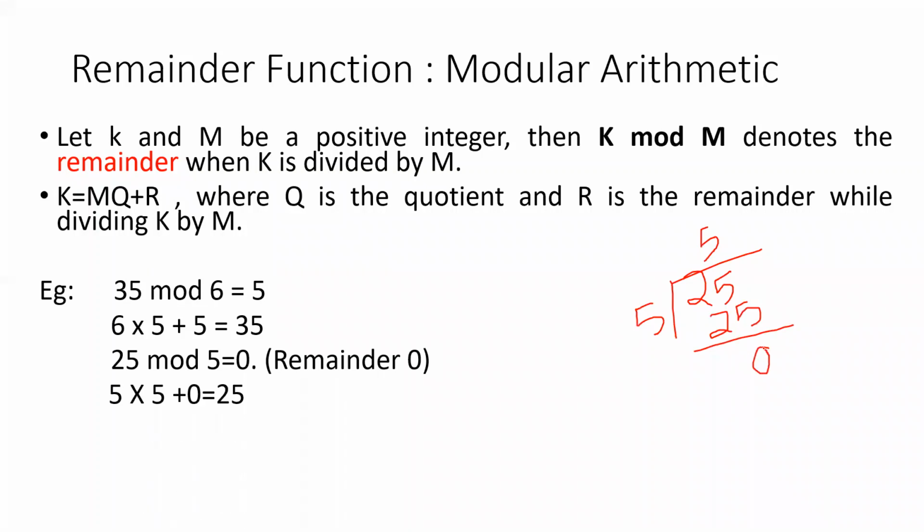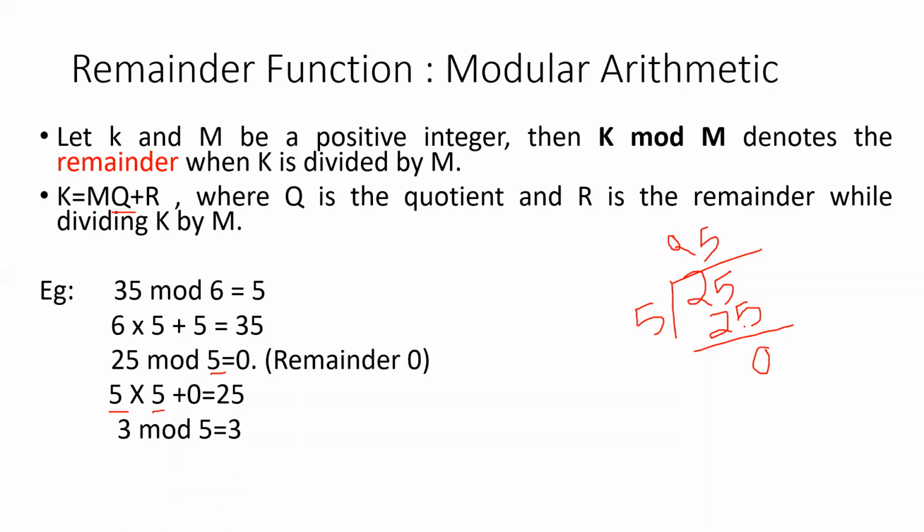Again, in order to check whether the remainder is correct, what you have to do is take the mod number, which is our mod number 5, right? 5 into, what is the second thing? You have to multiply it with the quotient. What is the quotient here? Quotient is 5. So 5 into 5 plus 0, that is 25.